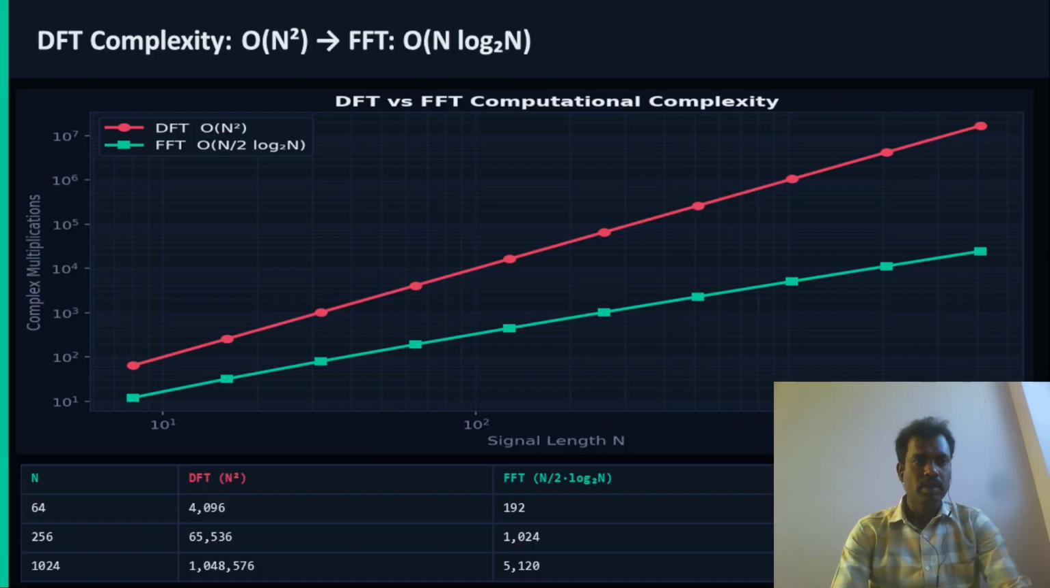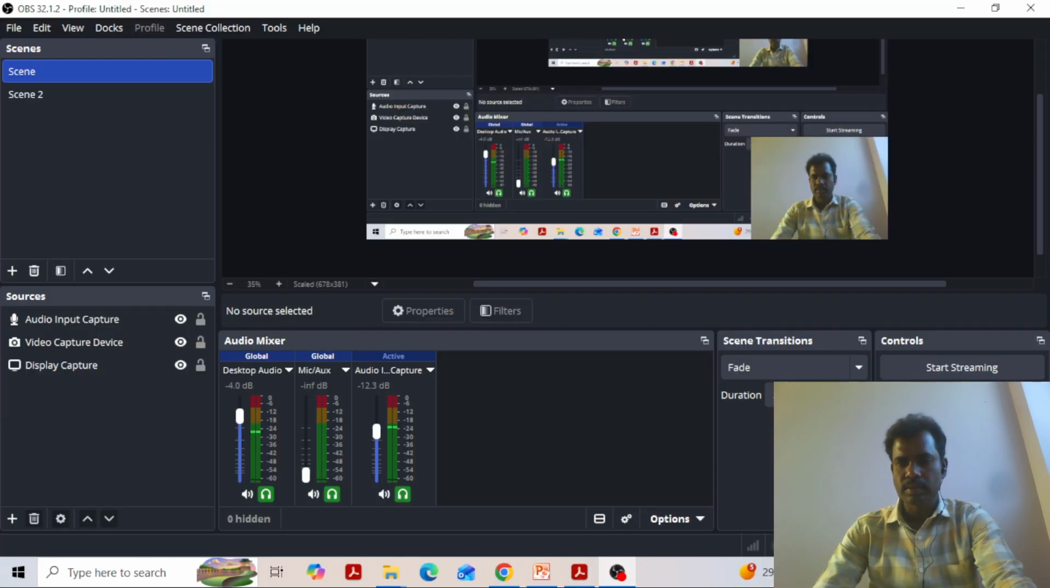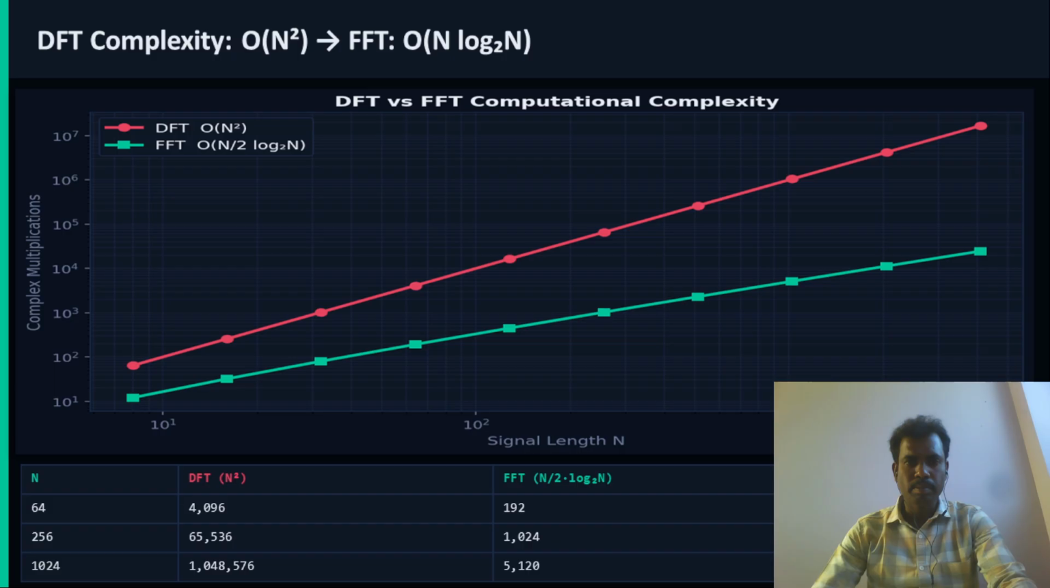If you see the complexity between DFT and FFT, the computations for DFT are mainly in the order of N square. For computing DFT, it needs computations in the order of N square. And for FFT, the number of computations is reduced to logarithmic time, so N log N base 2.